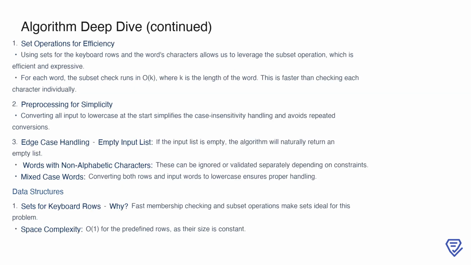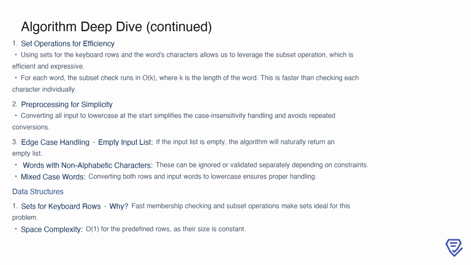One of the key insights of this algorithm is the use of set operations for efficiency. Representing the keyboard rows and the word's characters as sets allows us to perform subset checks, which are both expressive and computationally efficient. For each word, the subset operation runs in O(k), where k is the length of the word.